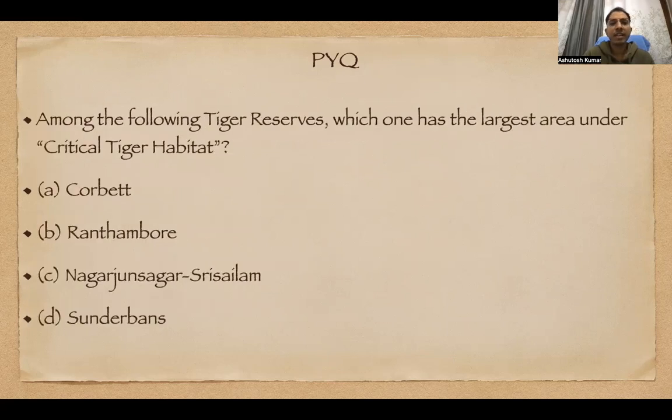Among the following tiger reserves, which one has the largest area under critical tiger habitat? So critical tiger habitat is basically the core area. And you can see from this question how much detail UPSC sometimes asks. Okay. So this one is again Nagarjuna Sagar Srisailam, option C. Option C is correct.